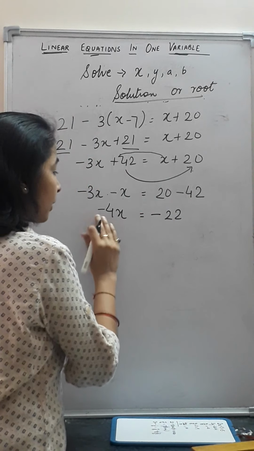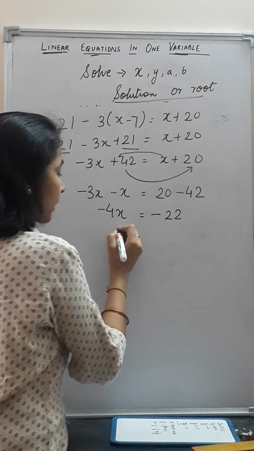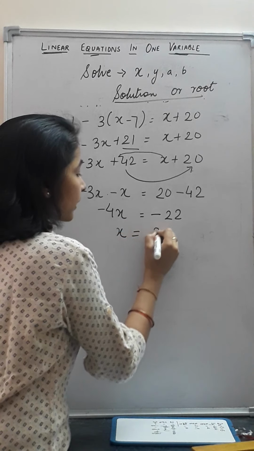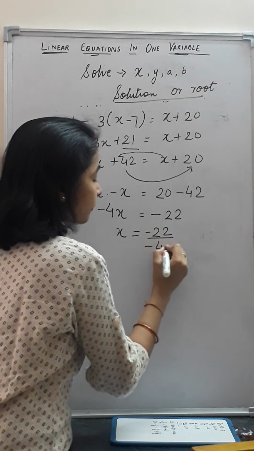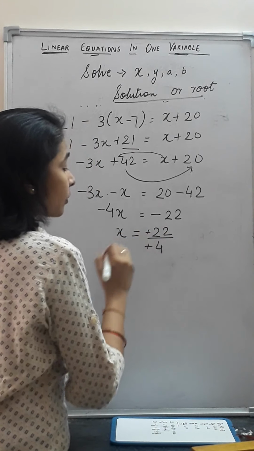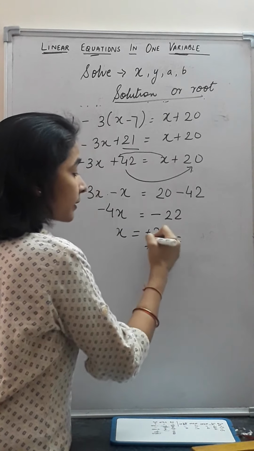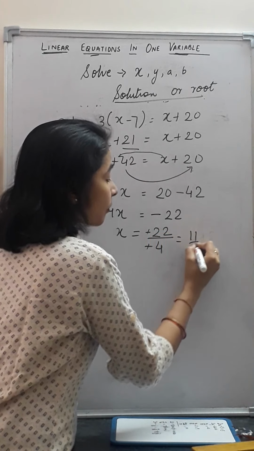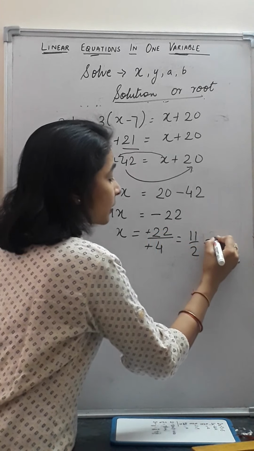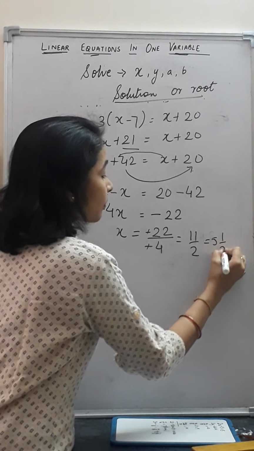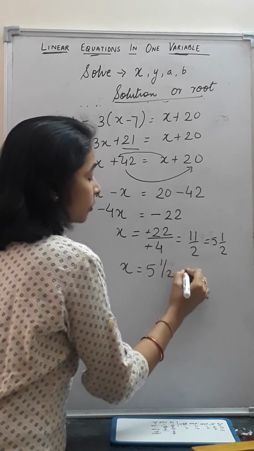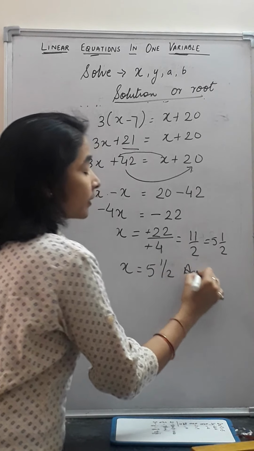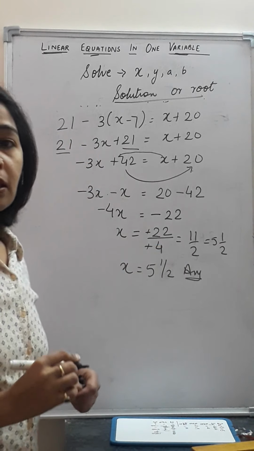Now x is equal to minus 22 upon minus 4. Both sides have negative signs, so those will cancel. So we get 22 upon 4, and we can cancel it by 2. So 11 upon 2. The answer will always be written as a mixed fraction, and that is 5 1 upon 2. So x is equal to 5 1 upon 2. That is the value of x and the solution of the equation.